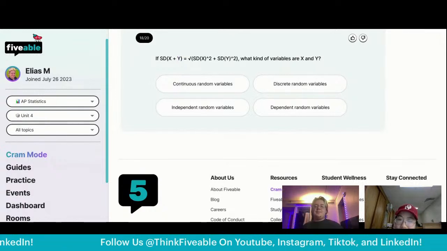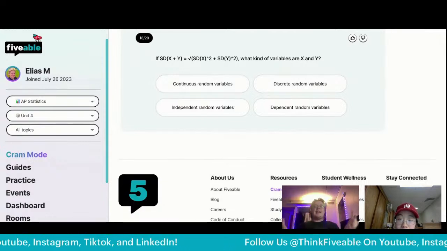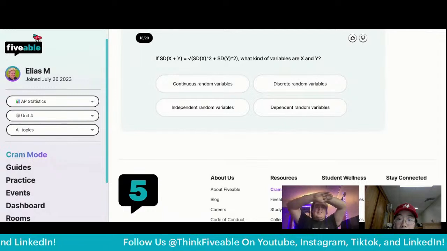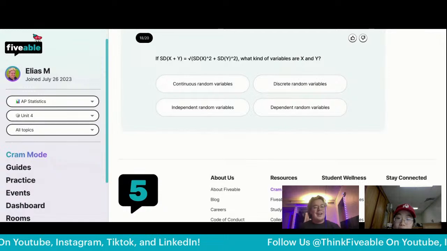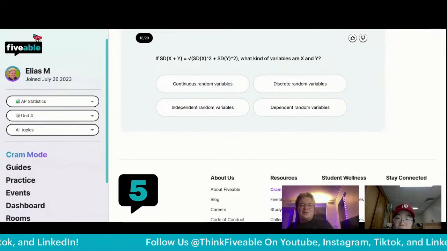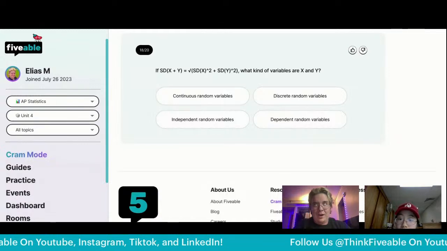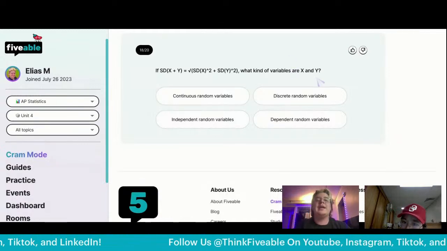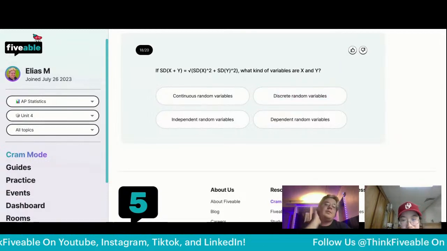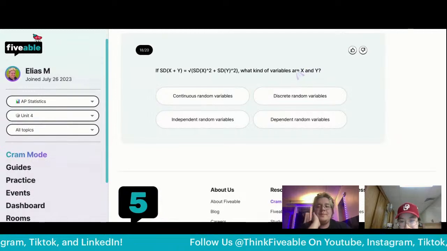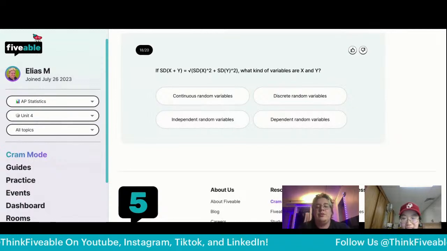We ready? ST should mean standard deviation, I think. If the standard deviation of x and y is equal to the square root of the standard deviation of x squared plus the standard deviation of y squared, what kind of variables are x and y? I'd probably rule out continuous and discrete. There's really no way to tell. You could be using fractional numbers or just a bunch of whole numbers and the math would be the same.